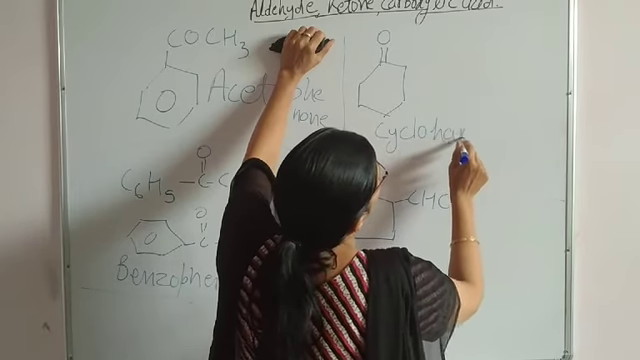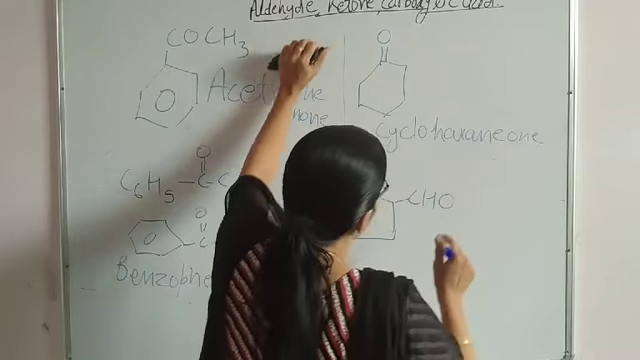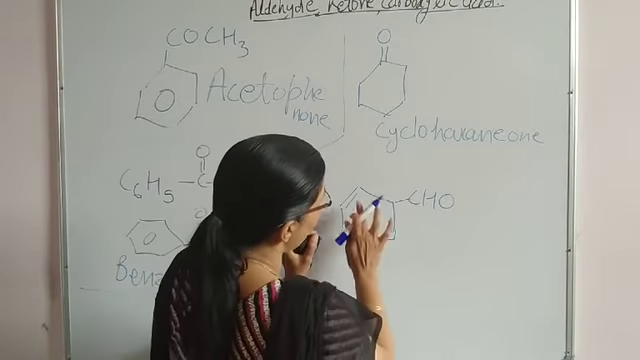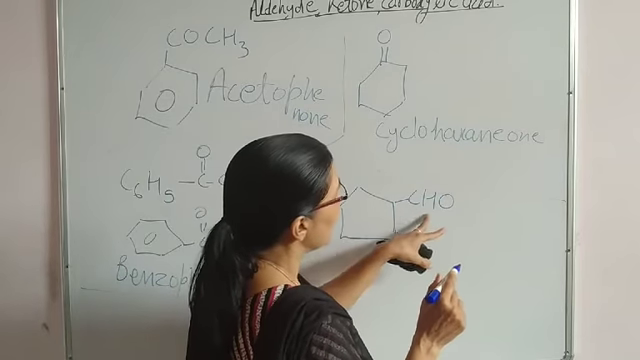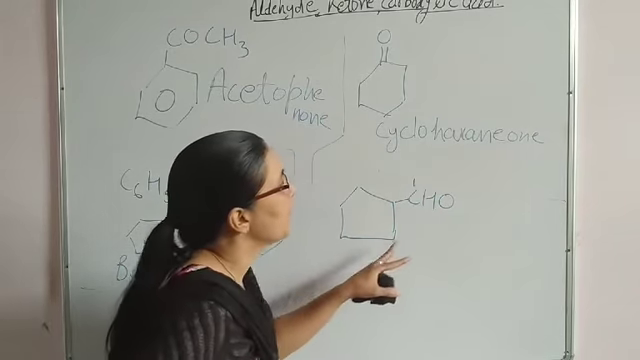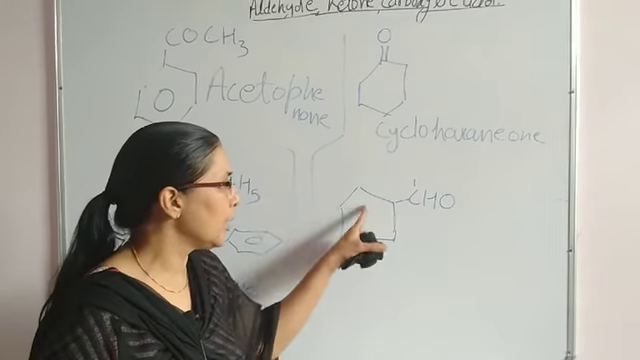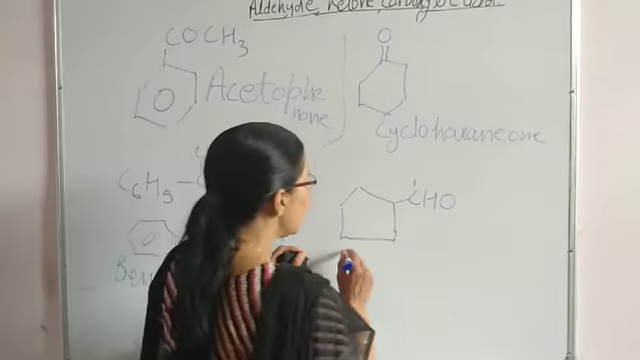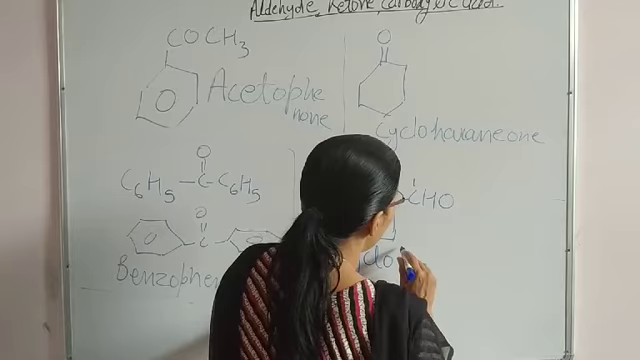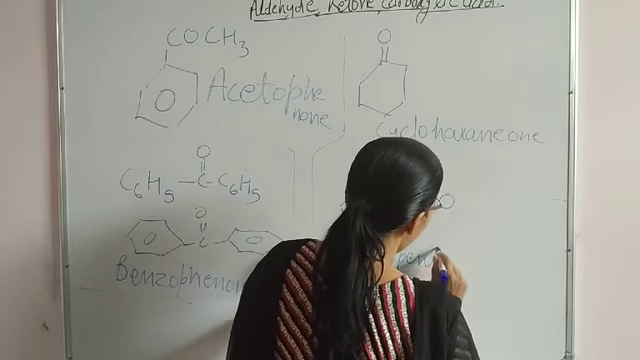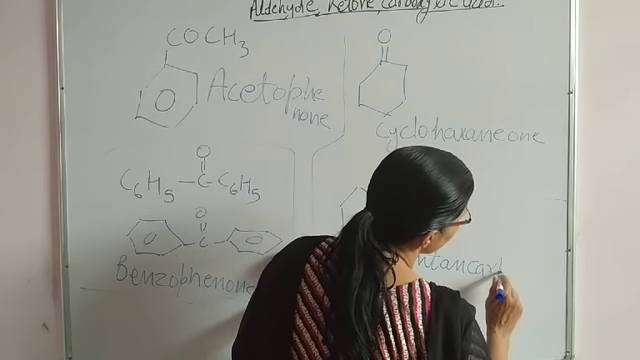Now, about this compound, you can say that it is cyclopentane, but this carbon, the principal functional group, is not counted in the ring. So the 1993 amendment we will apply here. Its name will be cyclopentane carbaldehyde.